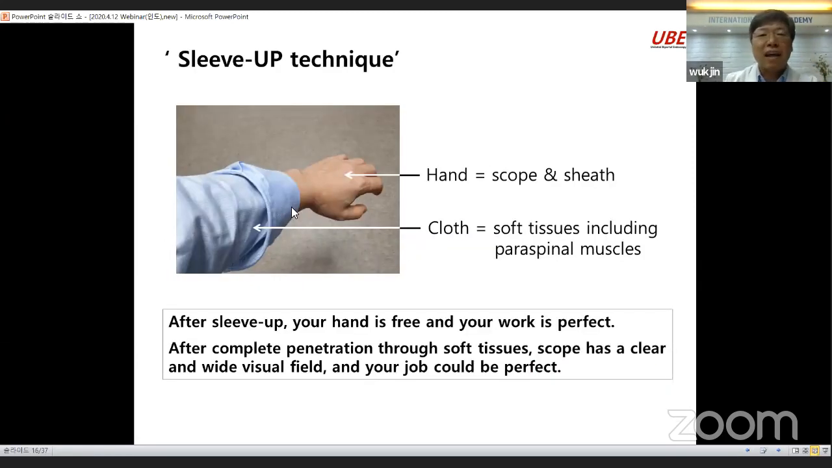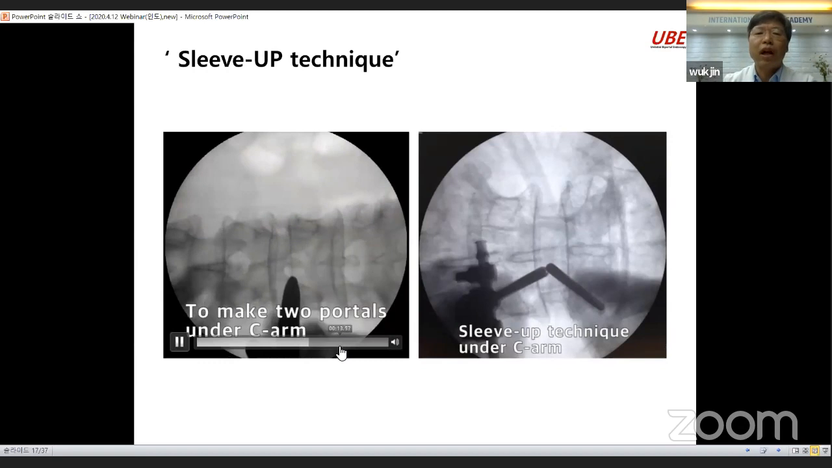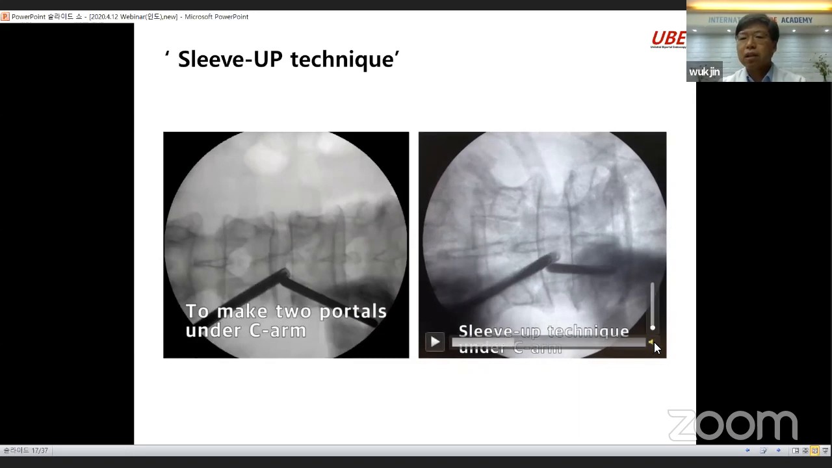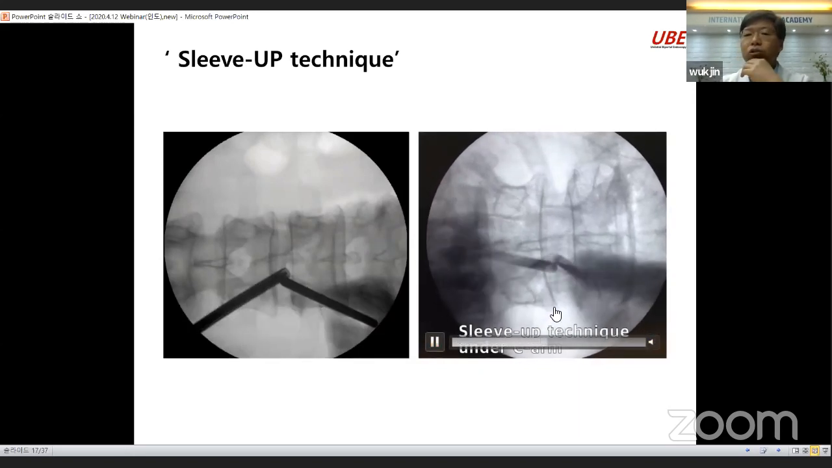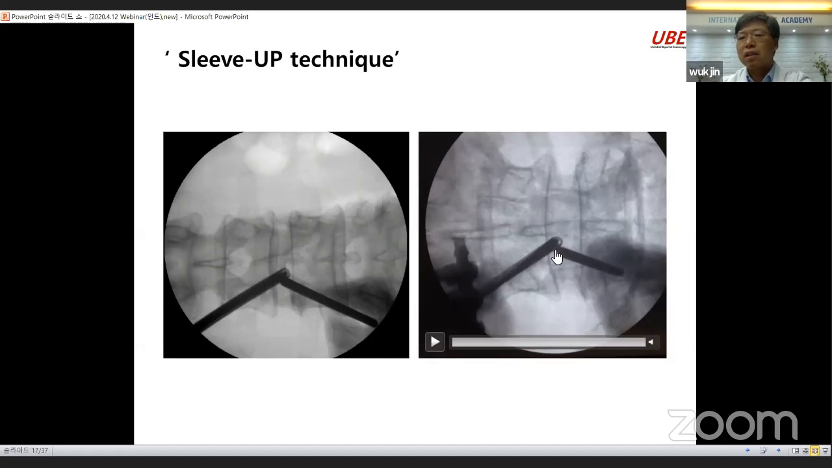This is my hand, showing the sleeve-up technique. The hand is the scope and cannula. Close this one, the soft tissue including the paraspinal muscle. After sleeve-up, your hand is free and you can work perfectly. After complete penetration through the soft tissue, the scope has a clear and wide visual field and your job can be perfect. This is triangulation with the working portal, and this is only the sleeve-up technique. It is simple. This instrument does soft tissue elevation.